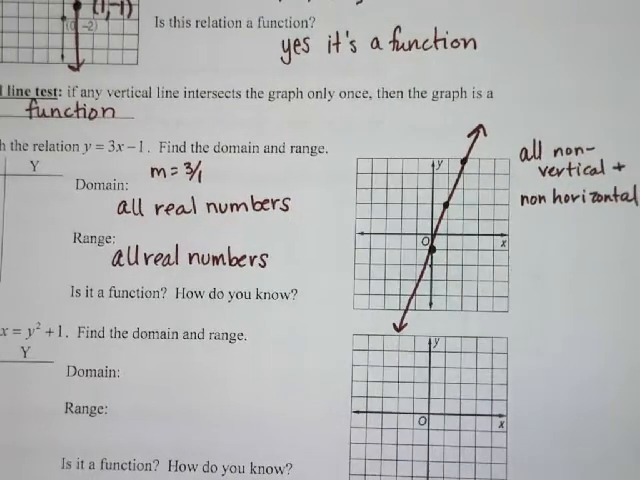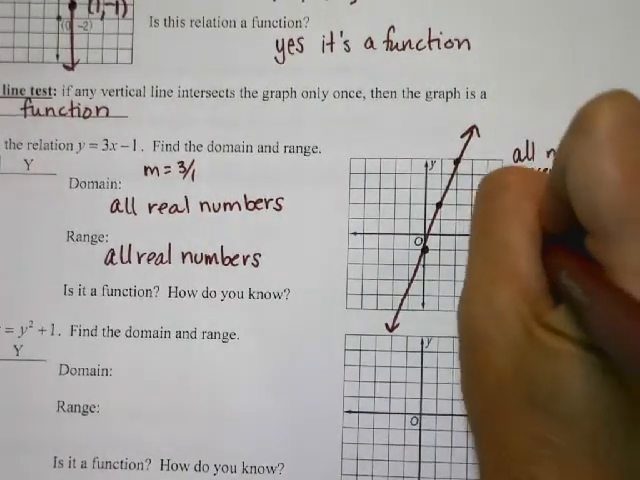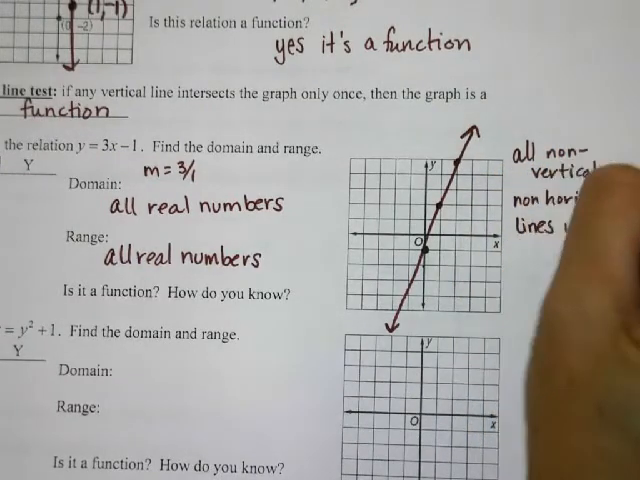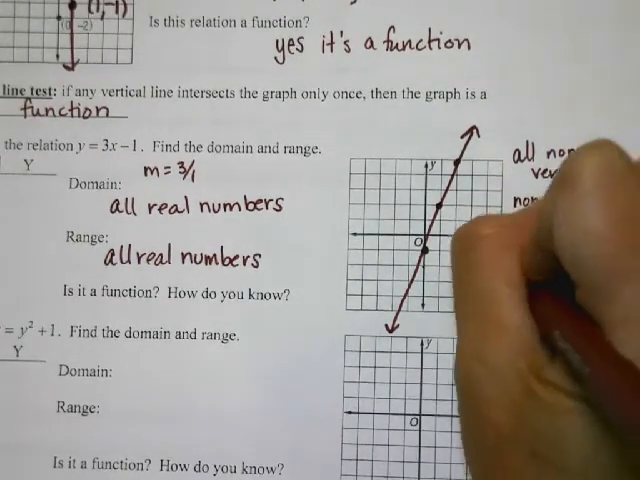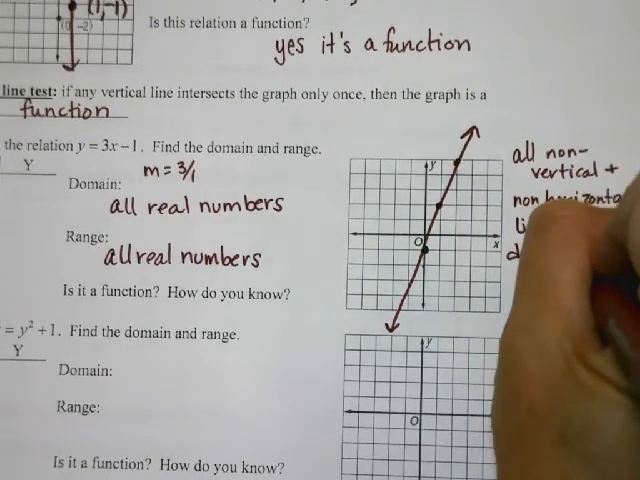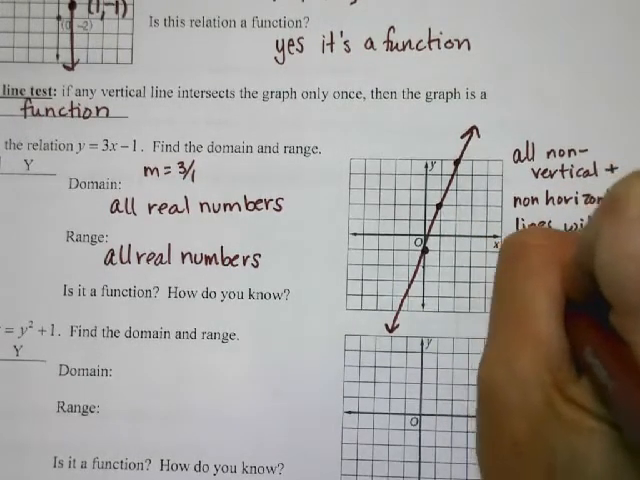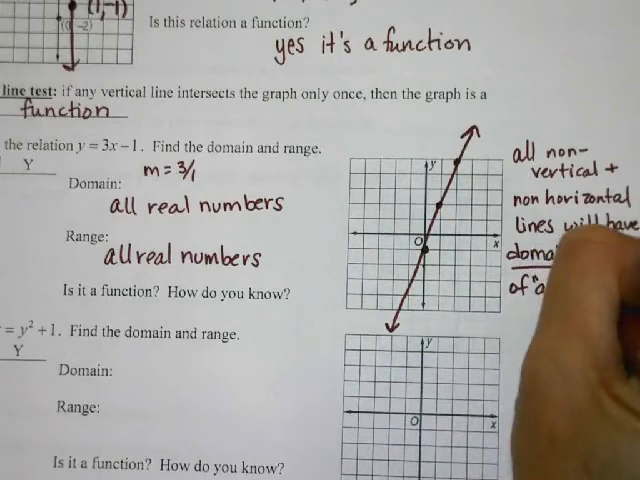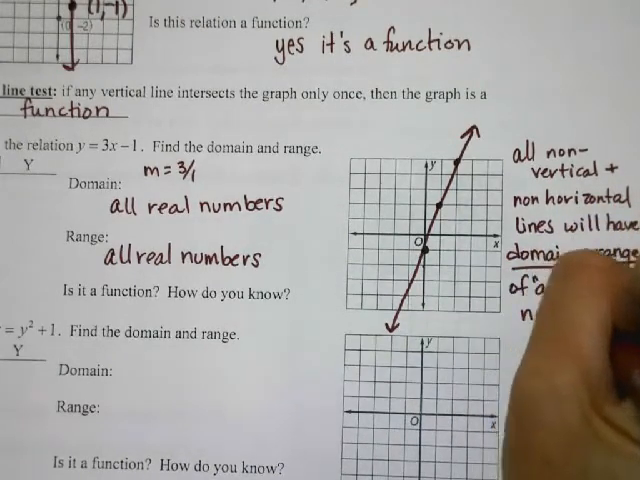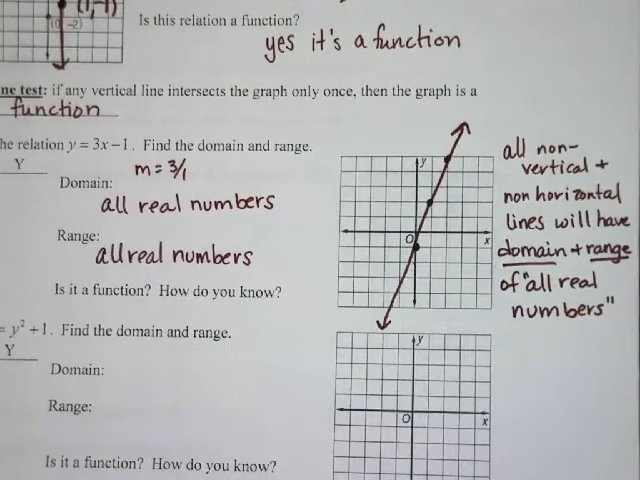All non-vertical and non-horizontal lines will have domain and range of all real numbers. So as long as my line isn't straight up and down or horizontal, the domain and the range will always be all real numbers.